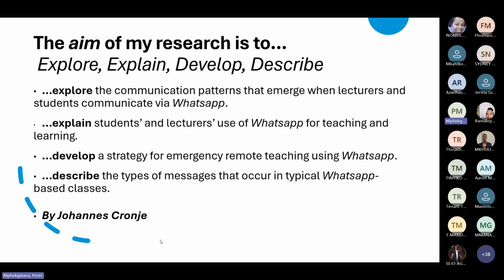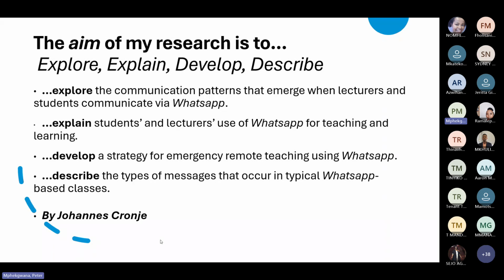Then we might come up with a research aim whereby we want to develop. Here we want to develop a strategy for emergency remote teaching using WhatsApp. So now we want to come up with a strategy, or develop a model. How should we use WhatsApp for emergency remote teaching?